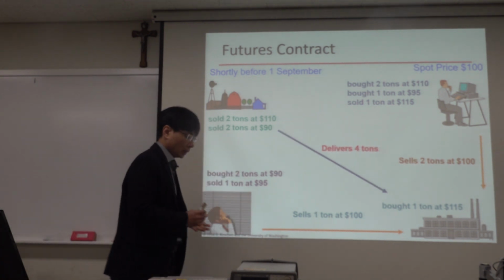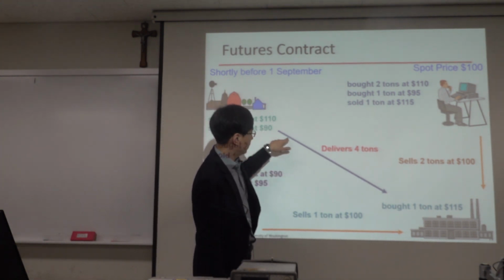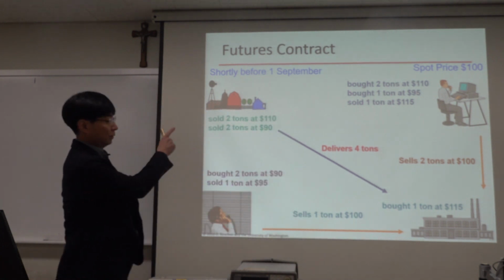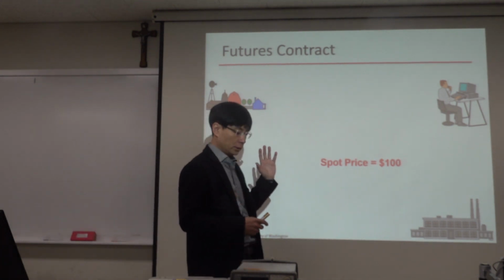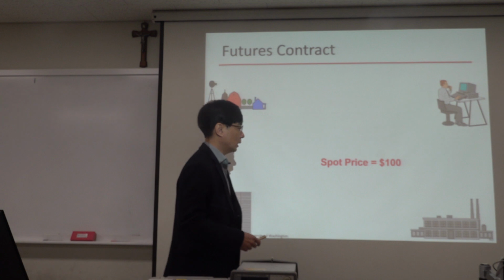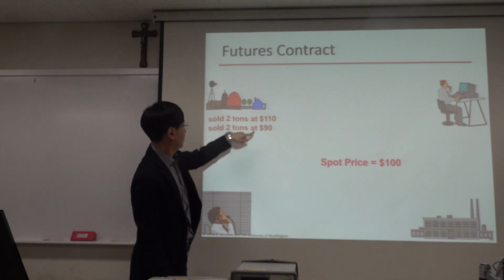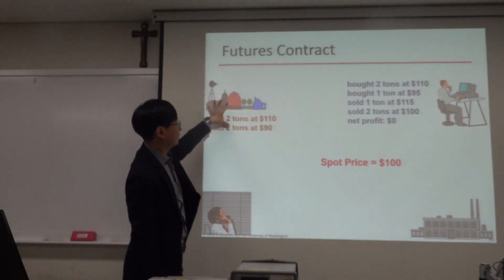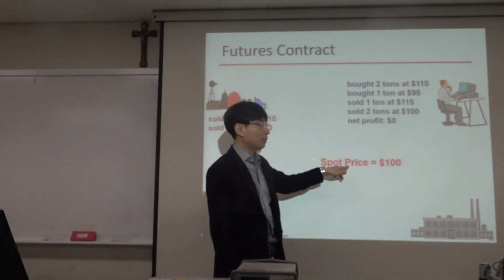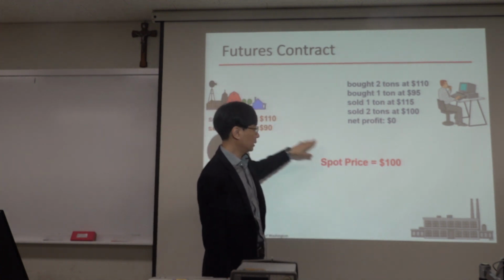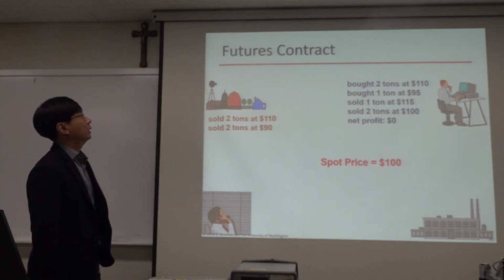And from these transactions, physically, 4 tons of wheat will be delivered to this miller on September 1st. And suppose that on September 1st, the spot price is $100. And this farmer sold at this price. So actually, the profit of the farmer is the same as if he had participated in the spot market. Actually, the prices are the same, right? The average price is the same today. So no profit for this farmer in participating in this futures market.